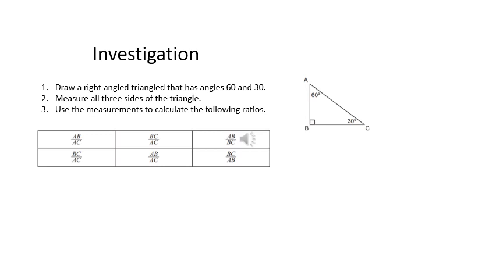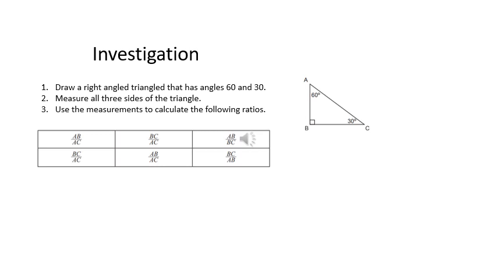So now we are going to do an investigation. I will need each and every one of you to draw a right angle triangle. The triangle should have two angles, 30 degrees and 60 degrees. The size of the triangle is not very important, but it is important that you draw an accurate diagram because you will need the measurements, and they will be the main basis of what we want to prove in this investigation.